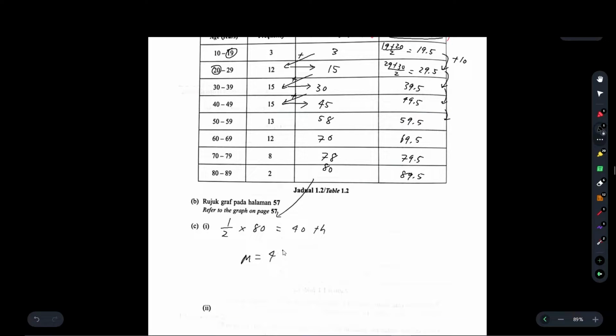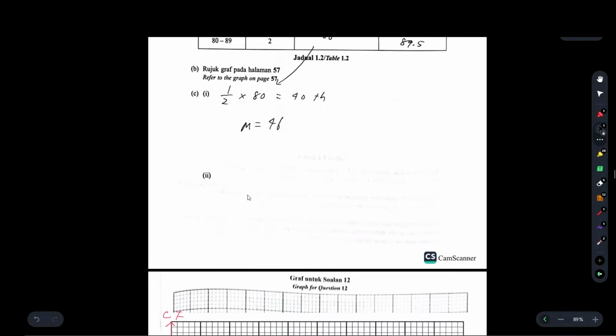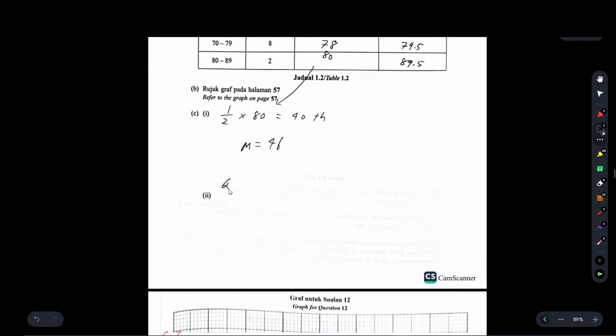Okay, so that's 46. And now we're going to find the interquartile range. The interquartile range is Q3 minus Q1. So what is Q1? Q1 is 1/4 times 80, and we have 20, so it's the 20th position. It starts from y equals 20, draw the line, and goes down, and we'll have Q1. And for Q3, it's 3/4, so that's 60. We're going to find it.